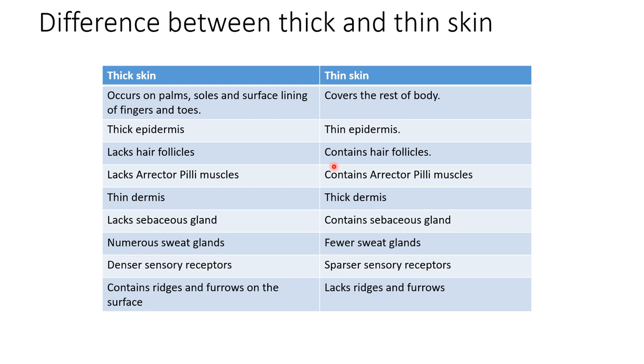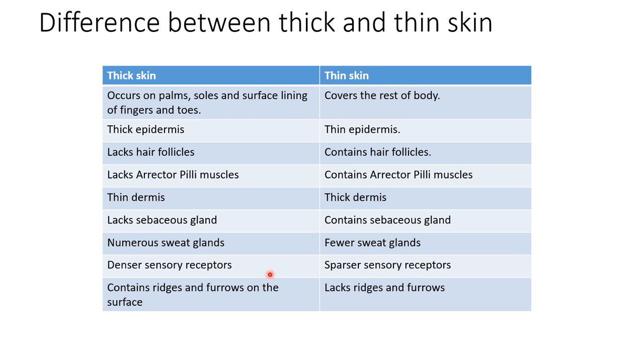Thick skin has no hair follicles, while thin skin contains hair follicles. Thick skin has no erector pili muscles, thin skin contains them. The dermis is thin in thin skin, and thick in thick skin. Thick skin lacks sebaceous glands, while thin skin contains sebaceous glands. The thick skin has numerous sweat glands, whereas thin skin has fewer sweat glands.